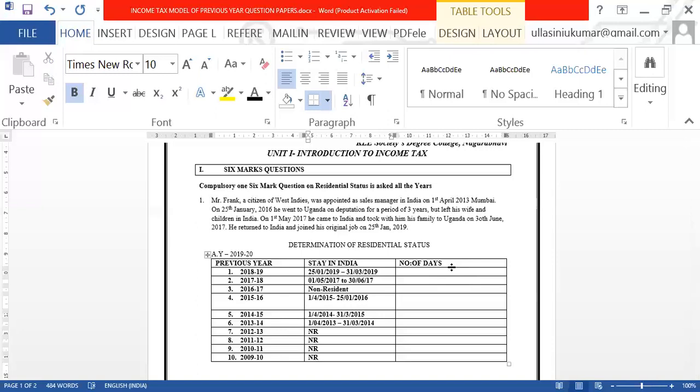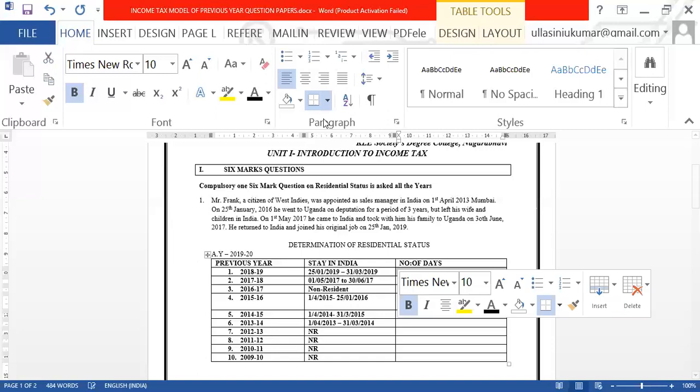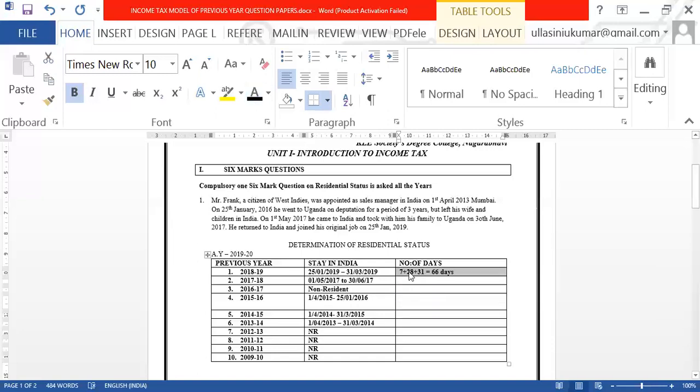While talking about his stay in the month of January, you will be taking in 25th also. So 25th to 31st, it will be 7 days for the month of Jan, right? And in the month of February, he has stayed for 28 days, and in the month of March, it will be 31 days, right? So his stay in India for the previous year, 7 plus 28 plus 31, it will be 66 days.